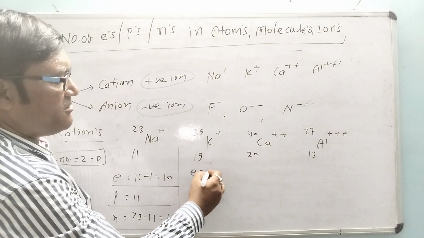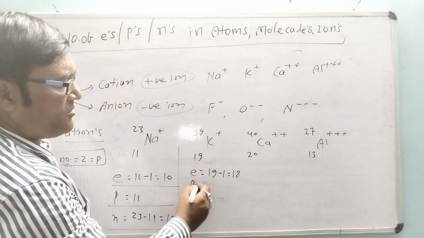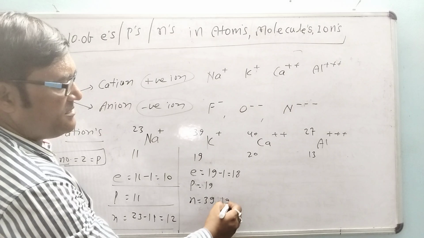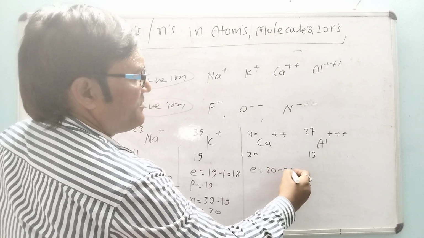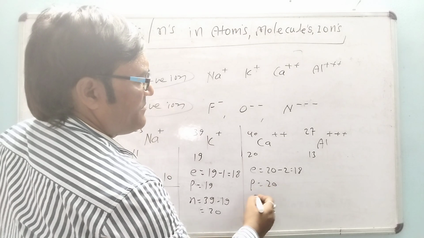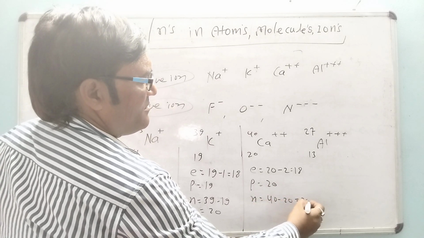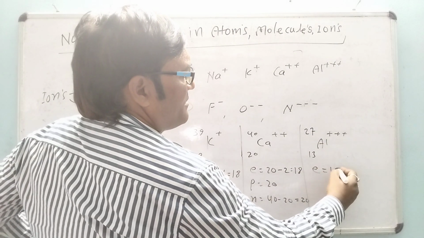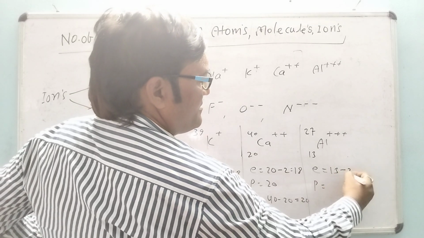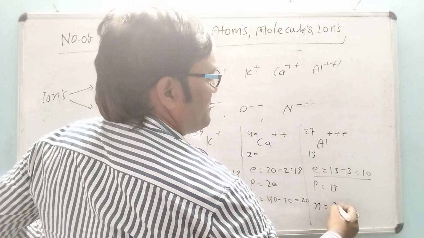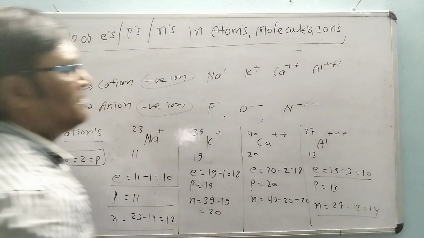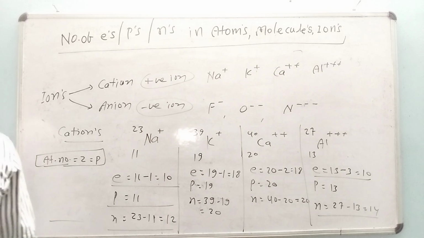Now in case of potassium, electron 19 minus 1, 18, proton 19 and neutron 39 minus 19, 20. Here for calcium, electron 20 minus 2, that is 18, proton 20 and neutron 40 minus 20, that is 20. For aluminium, electron 13 minus 3, 10, proton 13, neutron 27 minus 13, that is 14. With the help of this explanation, we can easily understand how to find the number of electrons, protons and neutrons in cations. After that we will discuss anions.